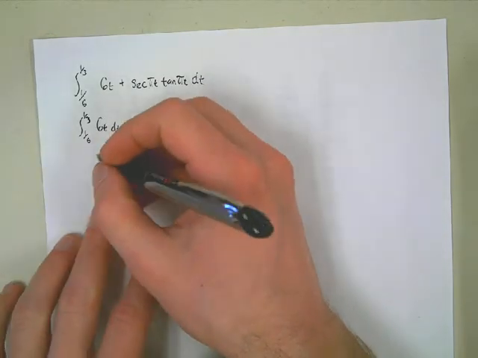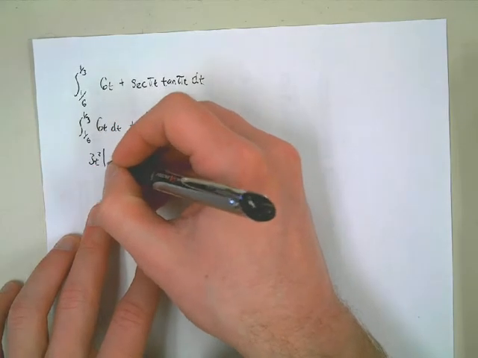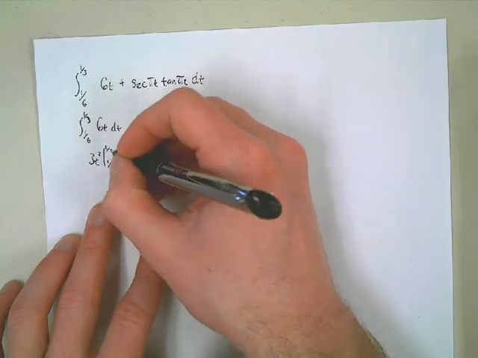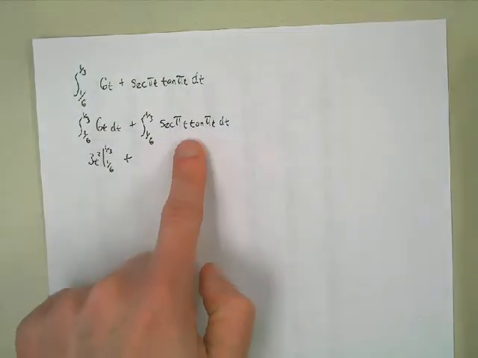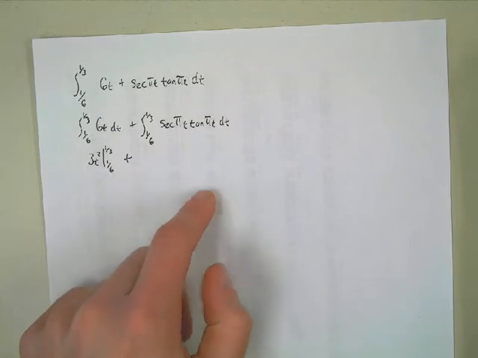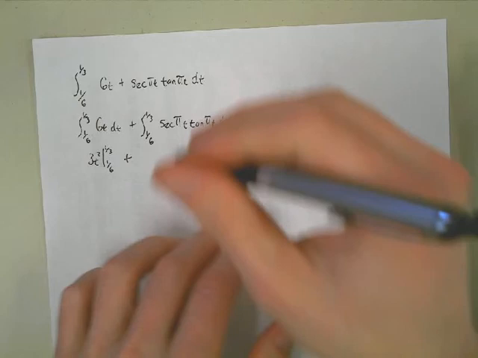And so we get 3t squared, and we're going to evaluate that from 1/6 to 1/3. And plus, now to integrate this, we need to use a u substitution. Okay. And so, Connor, you said let u equal secant pi t?